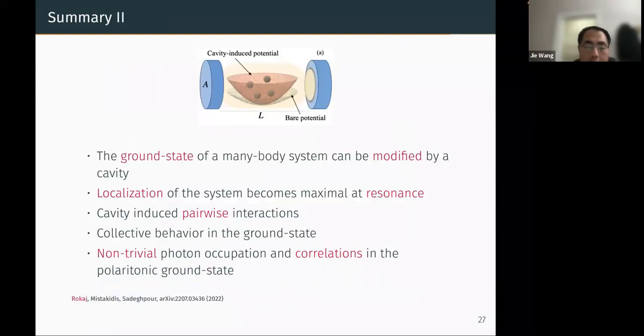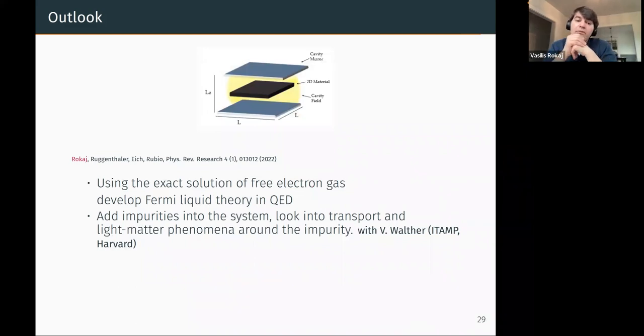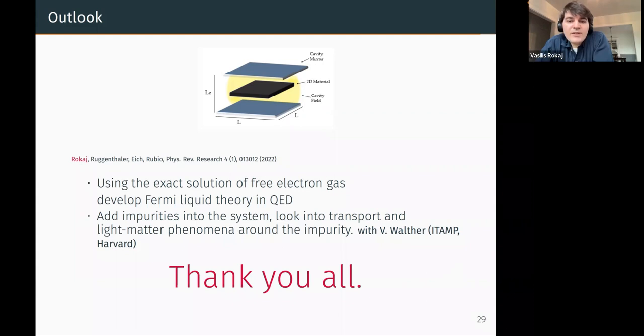Mm-hmm. And yes, and as an outlook now, so as I was saying, I want to see what is the competition between V cavity and the Coulombic part, but also what is very interesting is to include several species of particles, and then each subspecies will develop its own polaritons, and it will be interesting to see what kind of polariton interactions you have in this setting. And as for the free electron gas, a couple of things which are interesting to be done in the future is, as also Pavel said, to look into Fermi liquid theory in quantum electrodynamics using this exact solution of the electron gas. But also one thing that I am doing with Valentin Walter from ITAMP is that we are adding impurities into the electron gas and to see now what happens to transport and light matter phenomena around the impurity. And with this, I would like to thank you all for your attention.